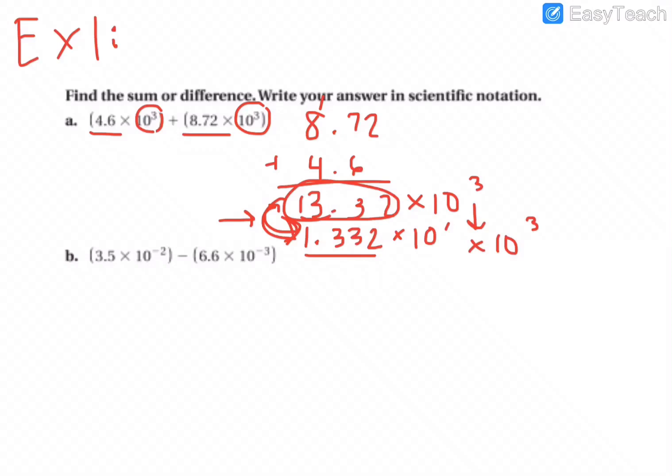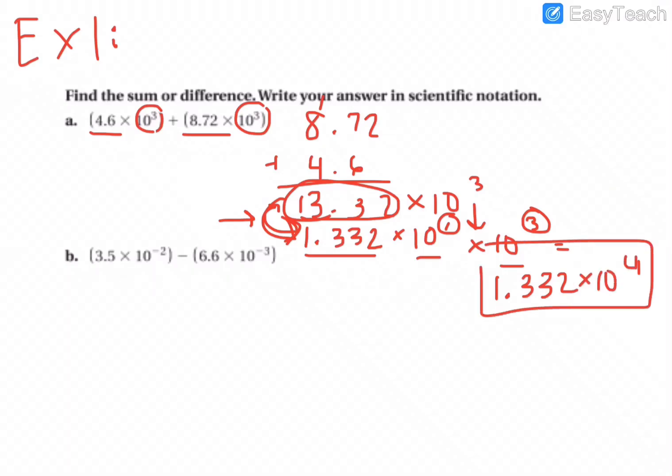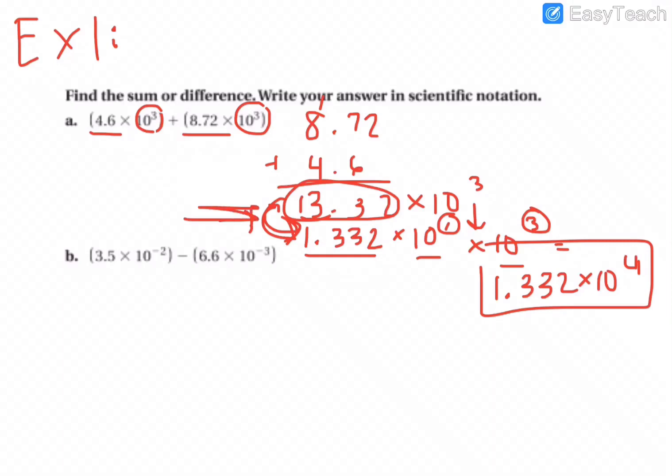So now if you're multiplying powers with the same base, you know that you add the exponents. So really that's going to be 1 and 332 thousandths times 10 to the fourth. Okay. We will practice this step again, so if that confused you, don't worry.